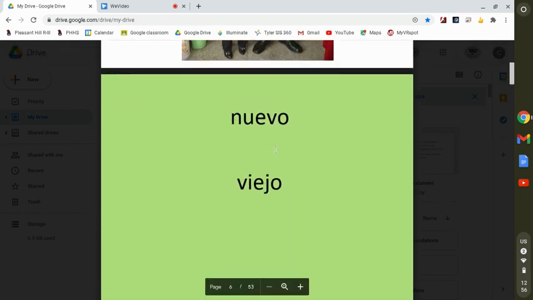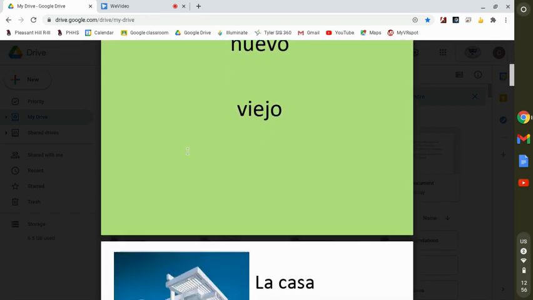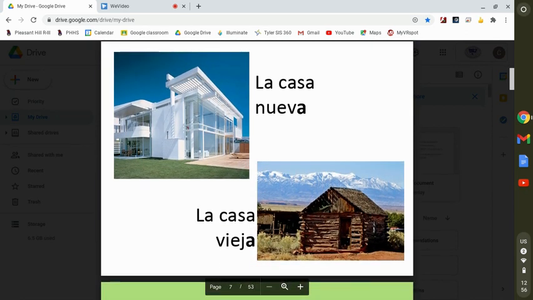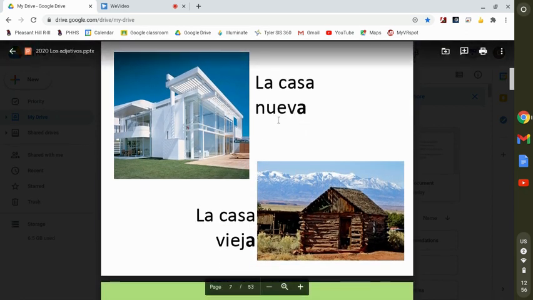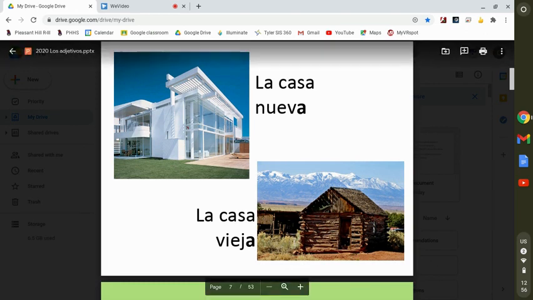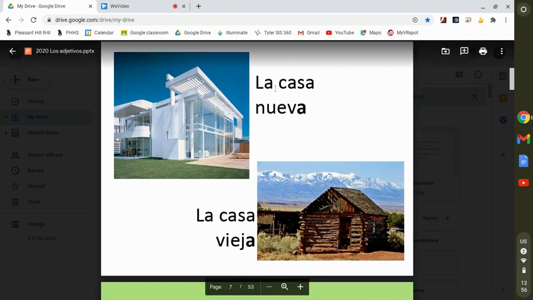Next 2 words, nuevo and viejo. Nuevo and viejo. Here are your pictures. La casa nueva, la casa vieja. The word nuevo is new, and the word viejo is old. Now, I have an A on here because we're talking about la casa. That's a feminine word. Since it's la casa, I'm going to put nueva.